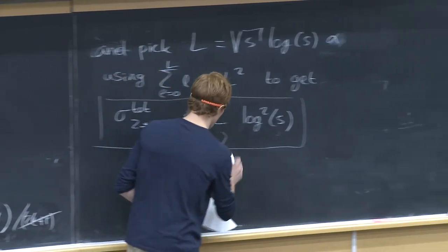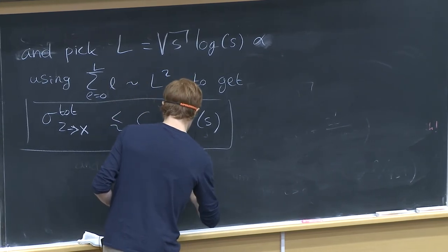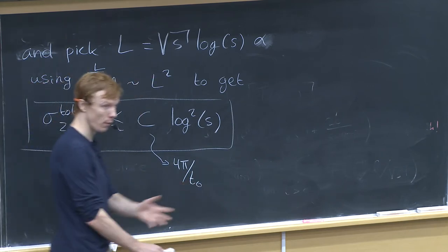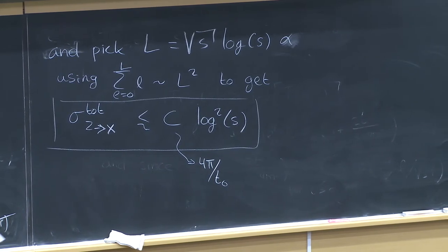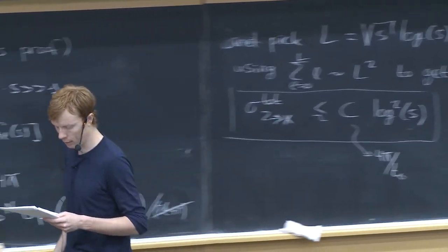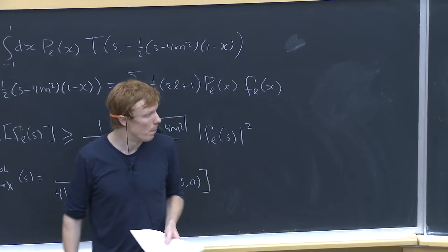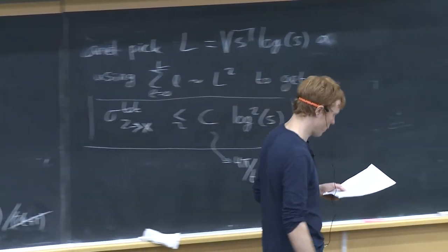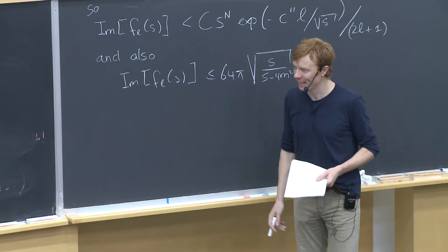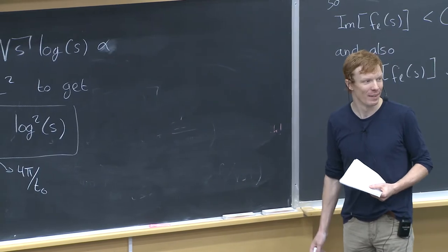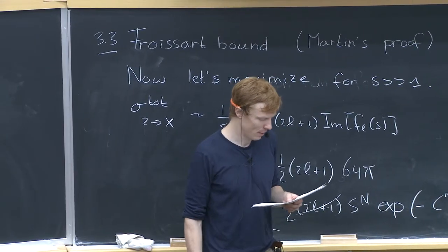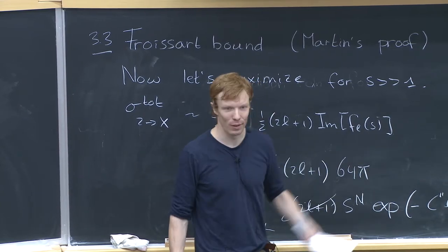And this coefficient, if you had been more careful, unlike me, you would have been able to prove is something like 4 pi over t0, where t0 is the maximum positive t for which the dispersion relation was still valid. So this is often the t-channel singularity, and you can actually say something about this coefficient. If t0 is infinite, then there is no scattering in the t channel, right? Because it's analytic all the way. I think I derived it as a log squared.